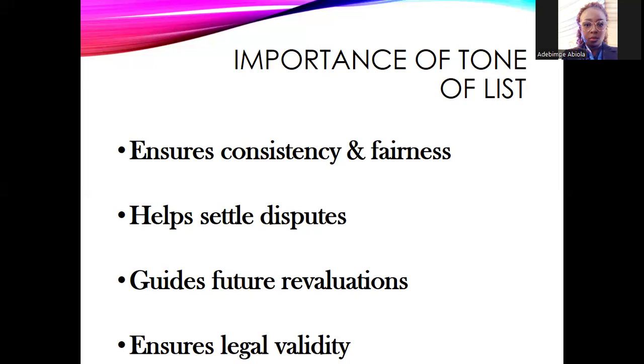Then the last importance, amongst many though, is that it ensures legal validity. I made mention earlier that tone of list can be used to settle dispute. It's used to quash lists that are arbitrary in a way. So the way you are saying that tone is, in a way, it can save, it can deliver, and it can make cases to be seamless, not to be stressful.